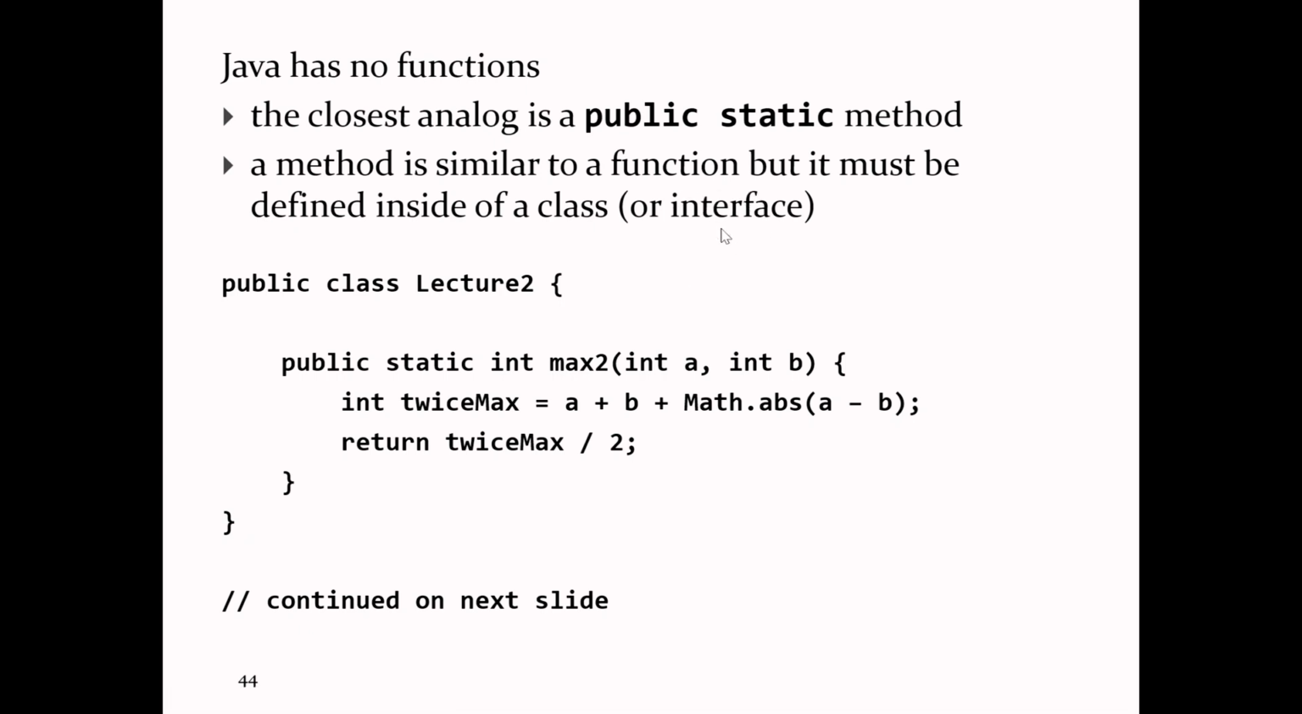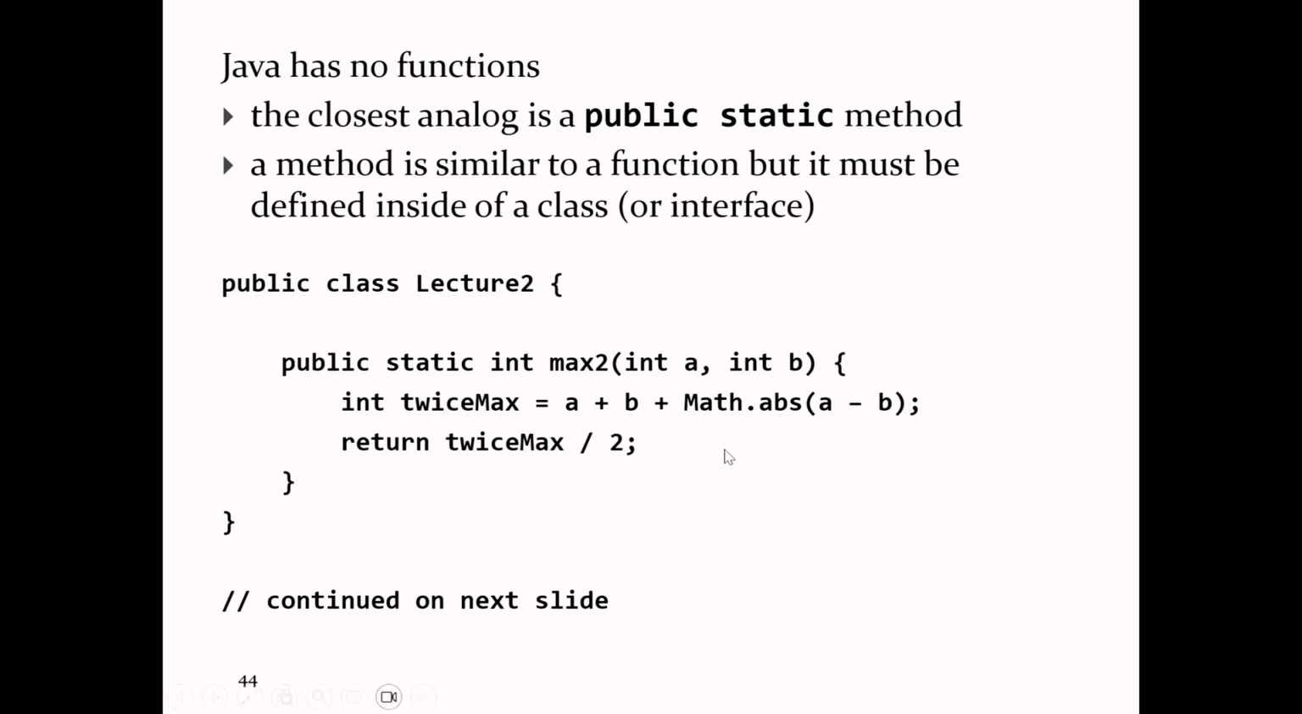So if I want to make the corresponding function in Java, I create a class. I'm going to call that lecture2. Inside the class, I'm going to create max2. Notice it's almost exactly the same. There's your int, there's your max2, there's your int A and B, except you've got public and static sitting in front of it. The code inside is almost exactly the same as your C code.